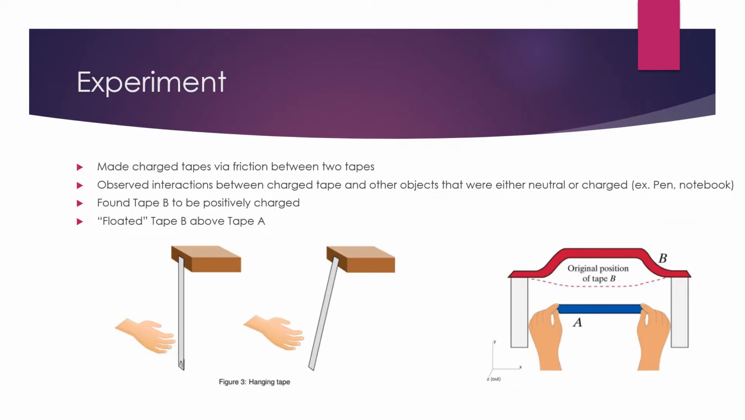In this experiment, I created two charged tapes, tape A and tape B, via friction when each piece of tape was pulled apart from another piece of tape, which in turn transferred charges to the tapes. I observed interactions between the two tapes and between the tape and objects such as my hand, which is neutrally charged, a pen, which is negatively charged, and a notebook, which is neutrally charged. In conclusion, I found that the tape of interest, tape B, is positively charged.